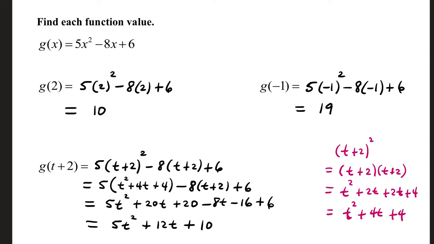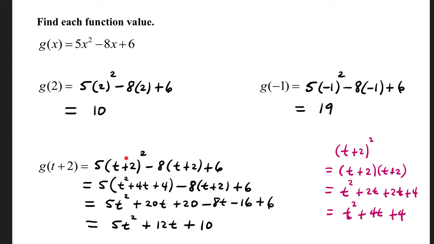In the next example, substitute negative 1 in for x. 5 times negative 1 squared minus 8 times negative 1 plus 6 is 19. And then many times in calculus, you're going to see functions that get replaced by other algebraic terms. For example, you may be asked to substitute in a t plus 2.